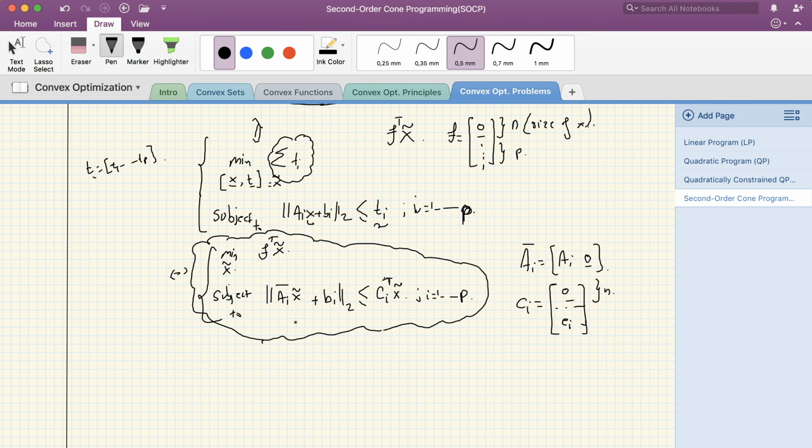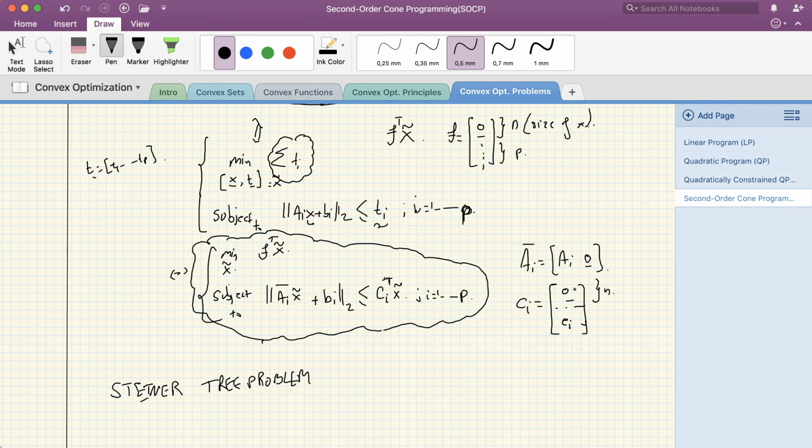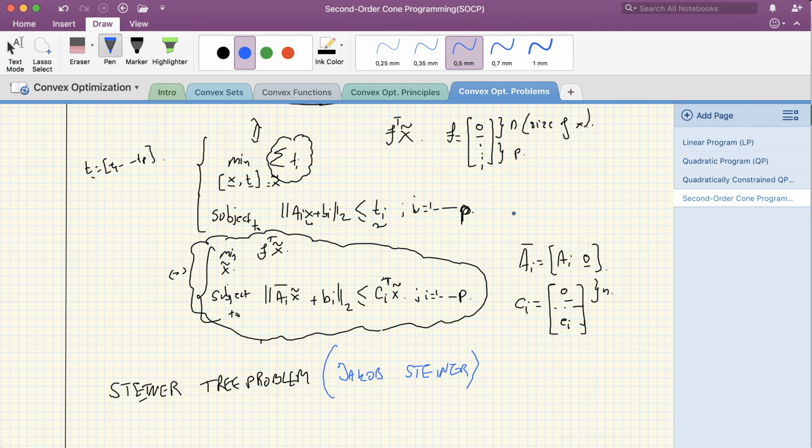So where do you find applications of this? There's a known problem which is called the Steiner tree problem, and this is named after Jacob Steiner, big guy. This guy is a Swiss mathematician who worked in geometry. So in this type of problem, you've got something called a Steiner tree. So you're given a graph, and a subset of vertices in the graph.